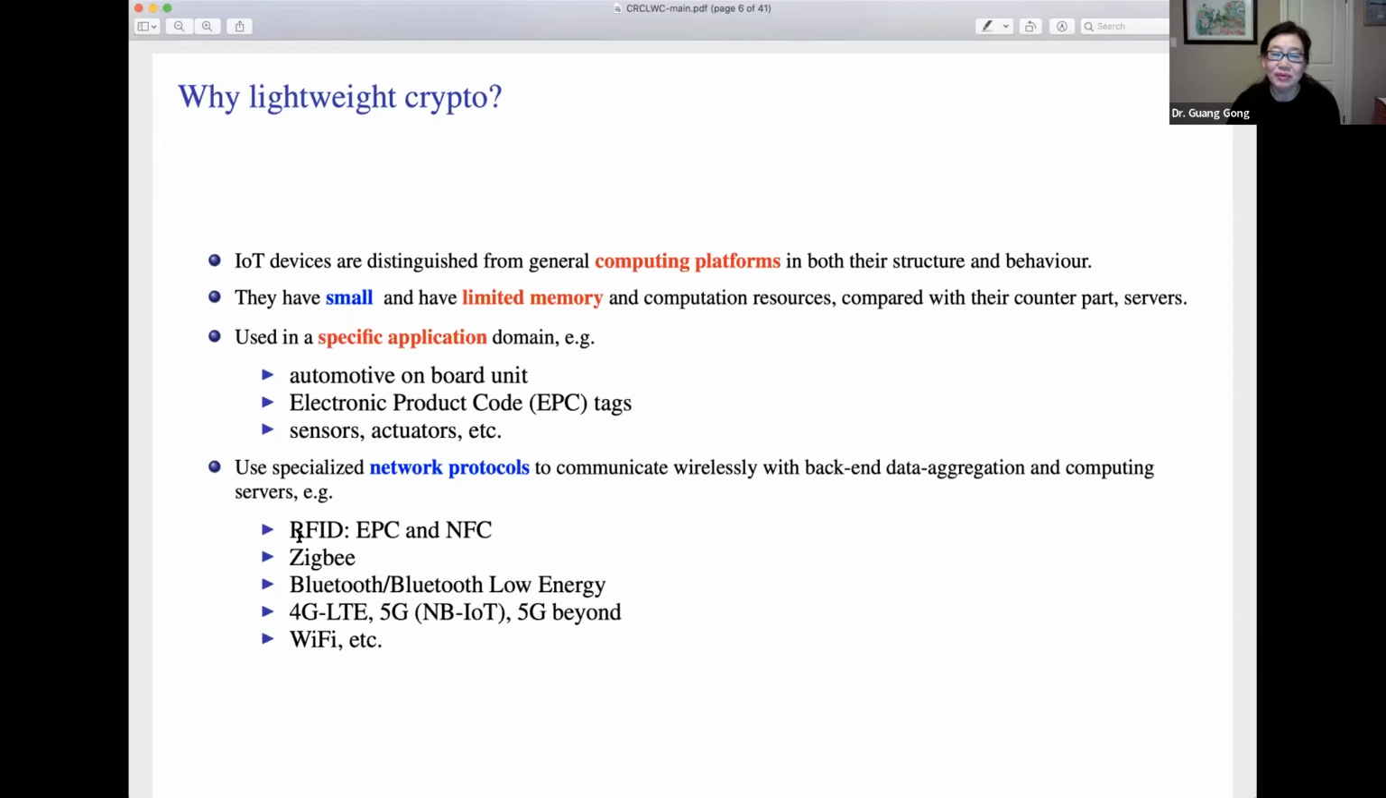For example, radio frequency identification has two types of protocols. One type is EPC, another is near field communication. This is something you use frequently every day, for example, when you pay for your groceries with those chip cards. There are also Zigbee and Bluetooth, mobile phone 4G LTE, currently 5G, and so on. And Wi-Fi is currently the most popular network to support the Internet of Things.